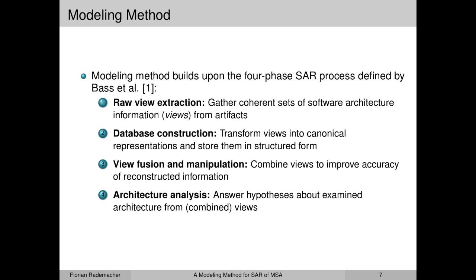Phase 2, database construction, transforms the views into canonical representations and stores them in a structured form. Phase 3, view fusion and manipulation, combines the views to improve accuracy of the reconstructed information. And this combination can, for example, be the identification of relationships between views. Phase 4, architecture analysis, answers hypotheses about the examined architecture, starting from the combined views.